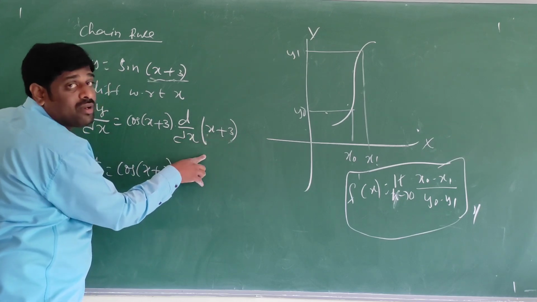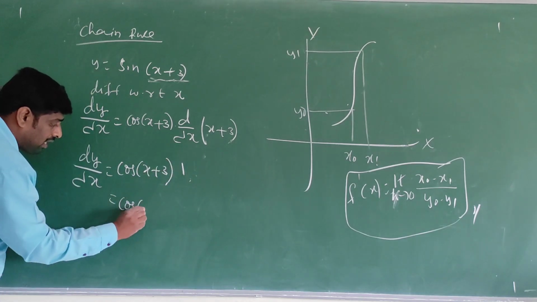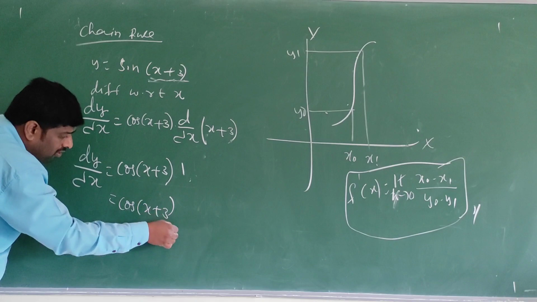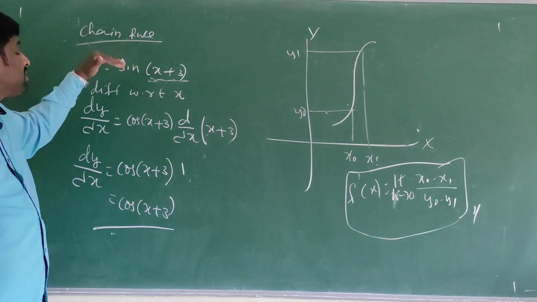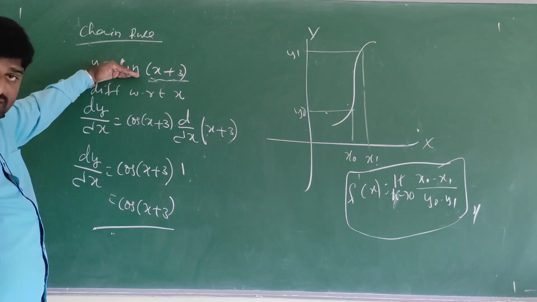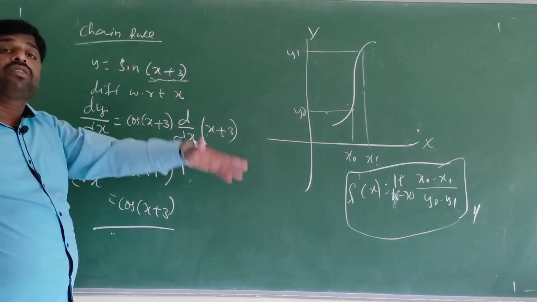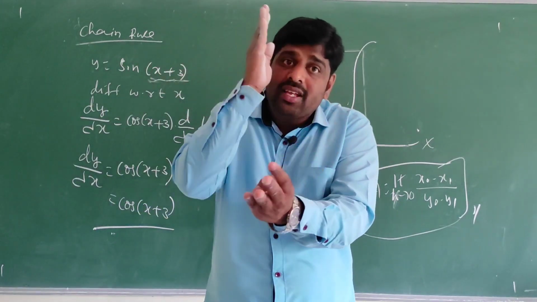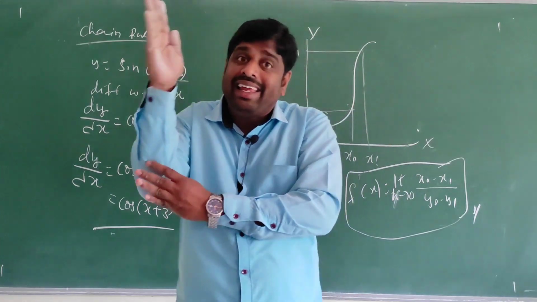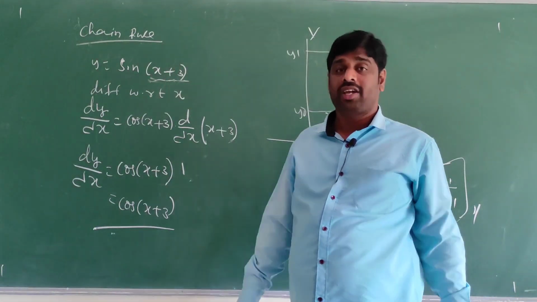0. 1 plus 0 is how much? 1. That is cos of x plus 3. So by using chain rule, here chain rule means first I can differentiate this function, and again I differentiate this one. That is called chain rule. I mean I can differentiate chain by chain, link by link, one by one. Okay, that is called chain rule.